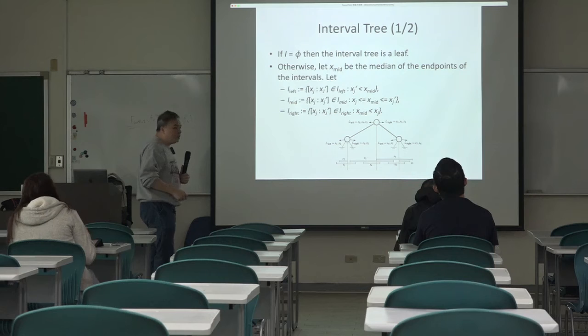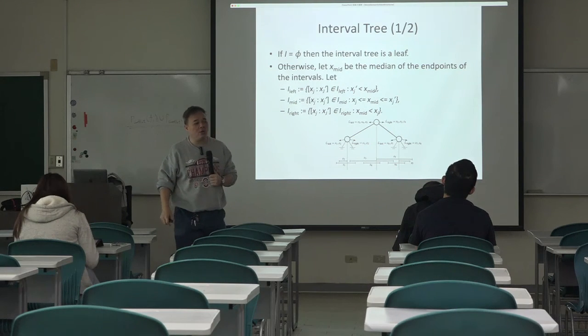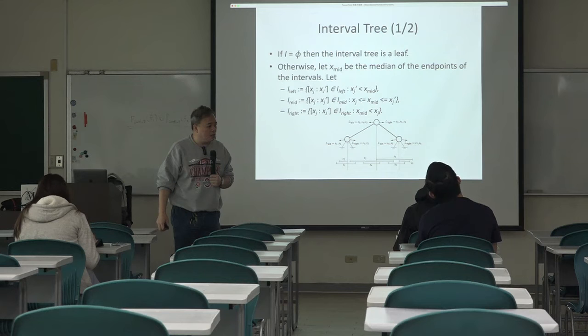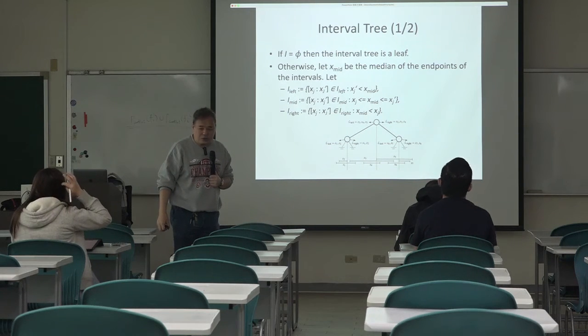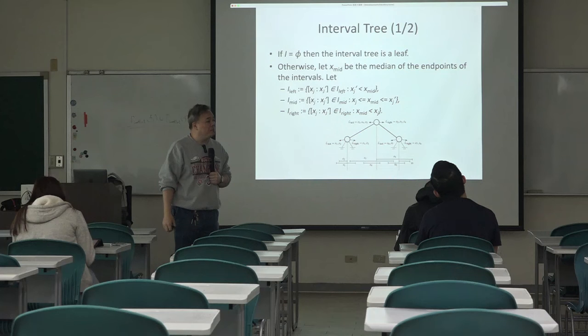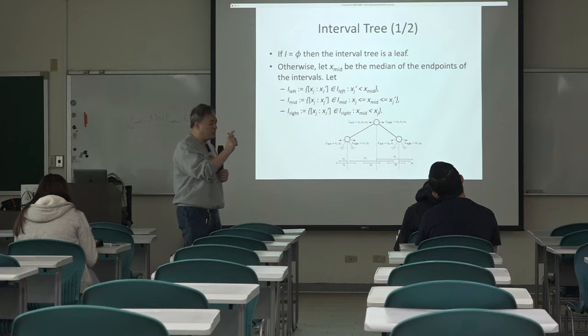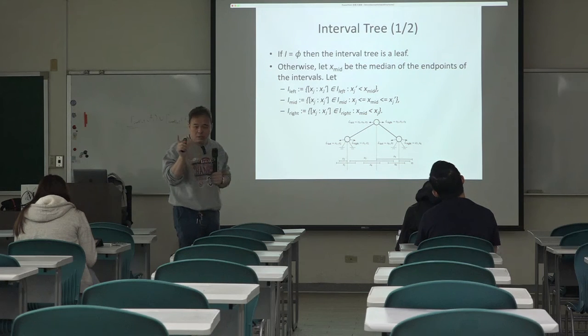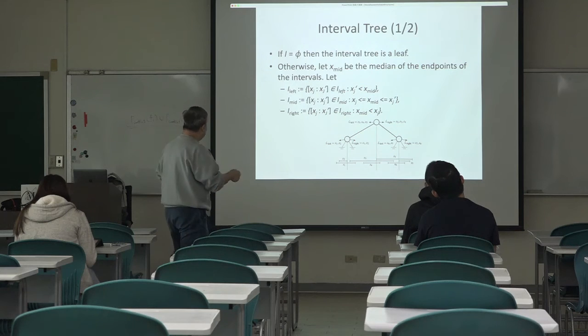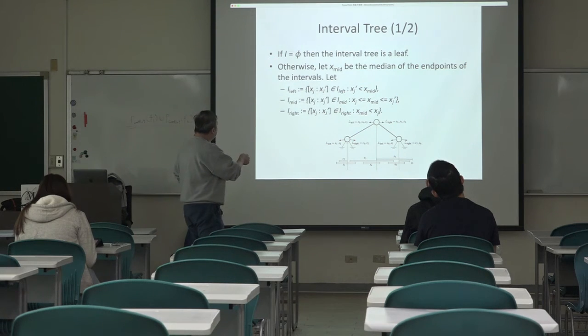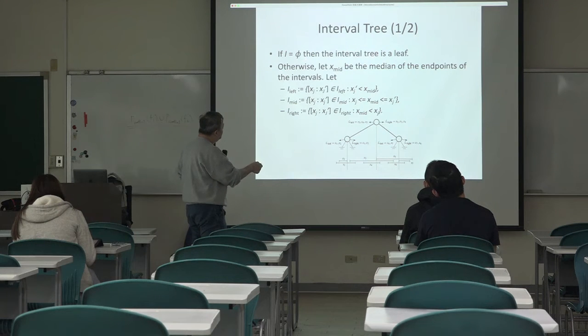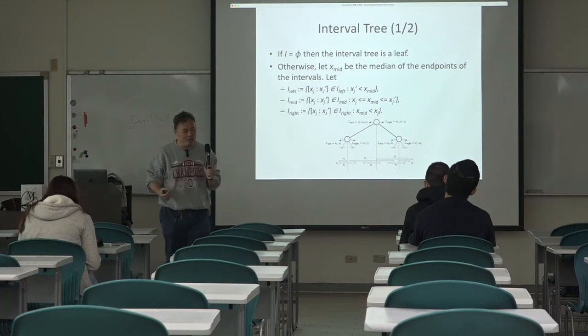So, this is the data structure. This data structure is called the interval tree, in which the query is the point, and the things stored in this data structure are the intervals. First, if the interval set is empty, then the interval tree is a leaf node. So in the leaf node, the set of intervals is empty. Okay?